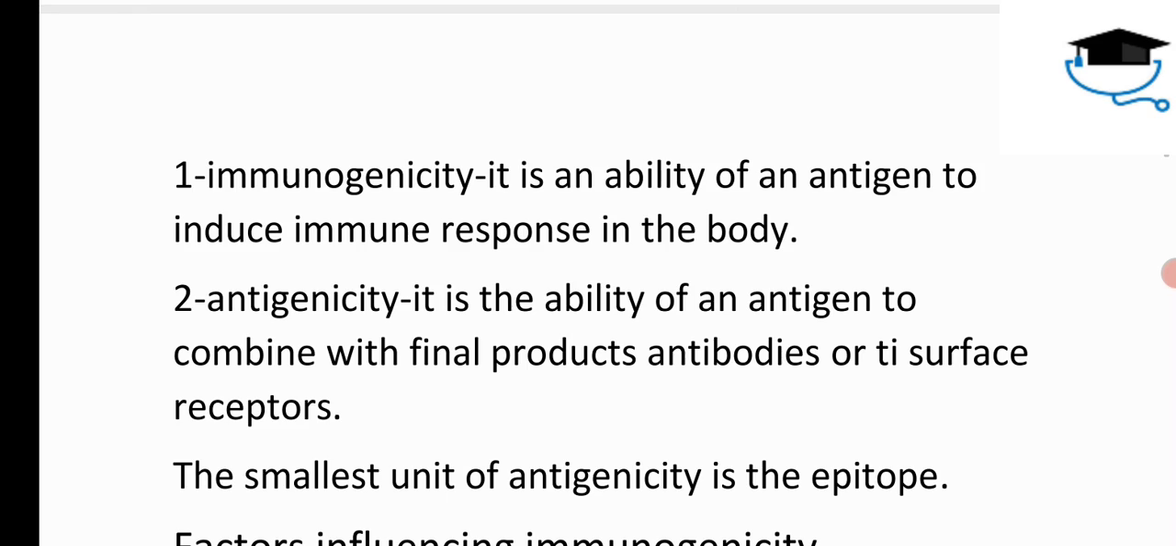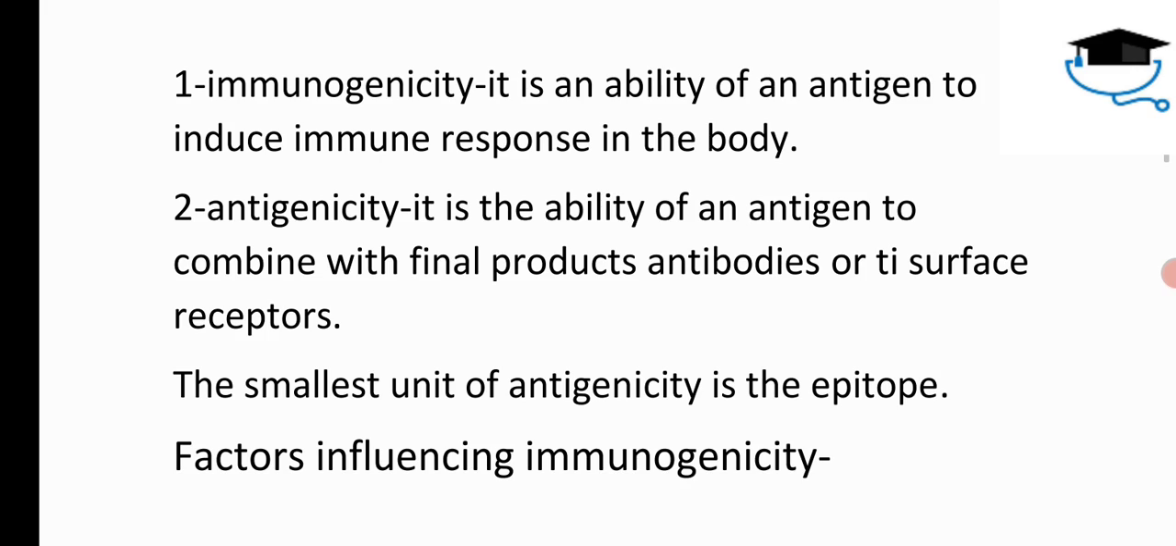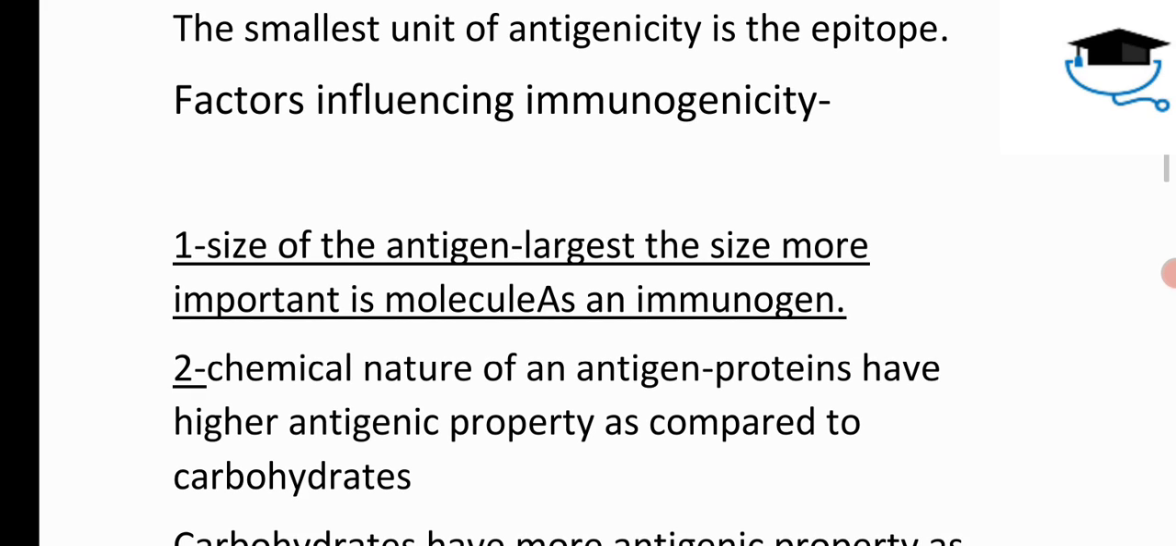So, what is immunogenicity? Immunogenicity is the ability of an antigen to induce an immune response in the body. And antigenicity is the ability of the antigen to combine with the final products, antibodies or the T cell surface receptors. The small unit of the antigen is called the epitope. So, epitope is the smallest unit of antigenicity. So this is all about the definition of antigens.